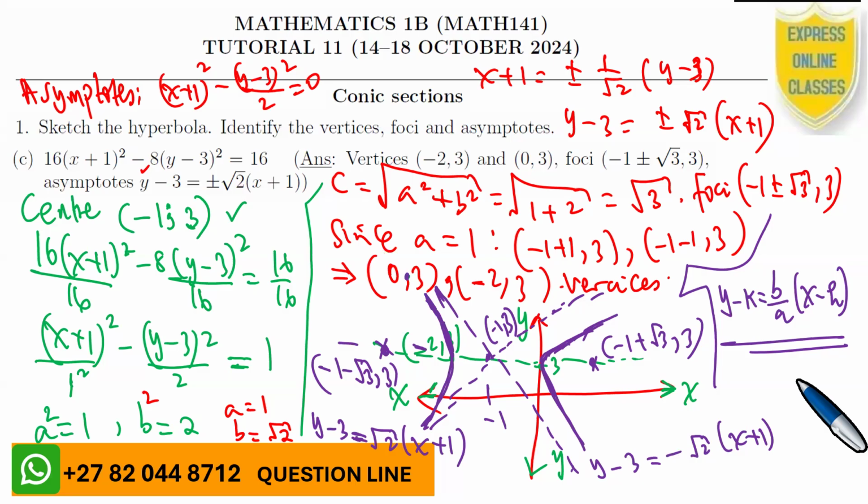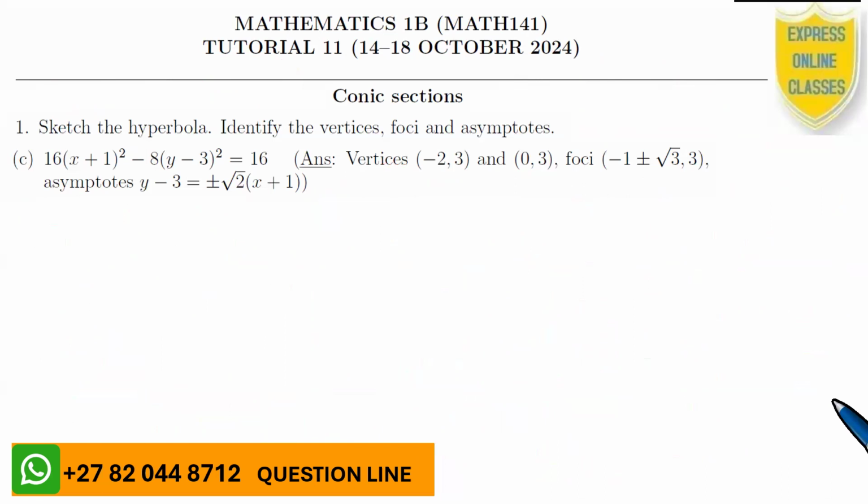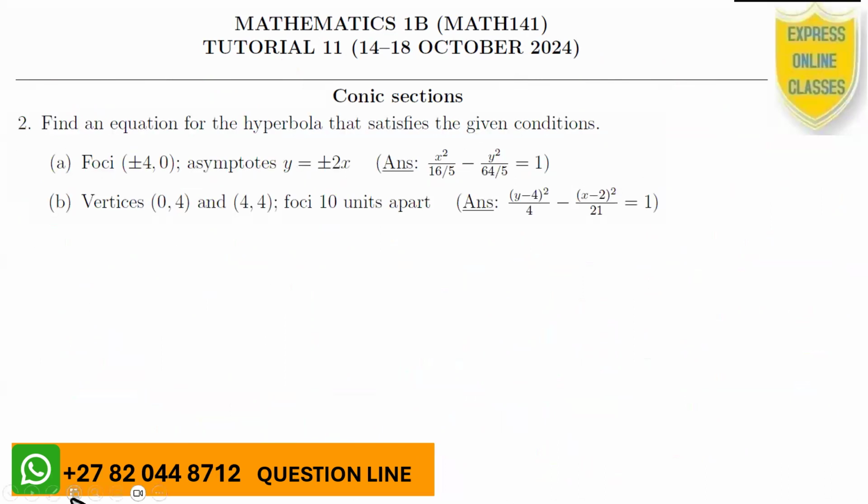Let us try the next question. Okay, we're doing C now. Right, so now let us look at conic sections, looking at number two. Find an equation for the parabola that satisfies the given conditions. So we're looking at 2a. We have the foci.